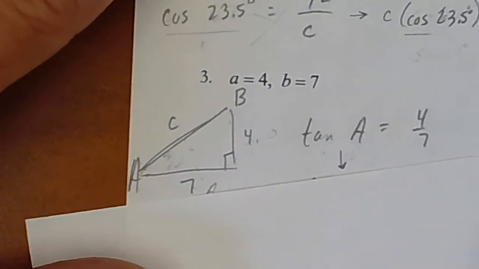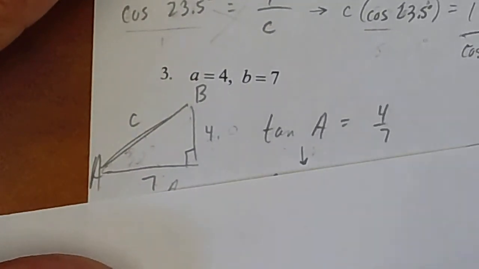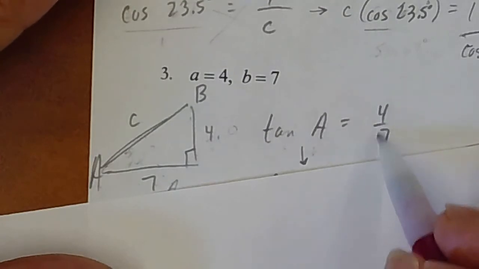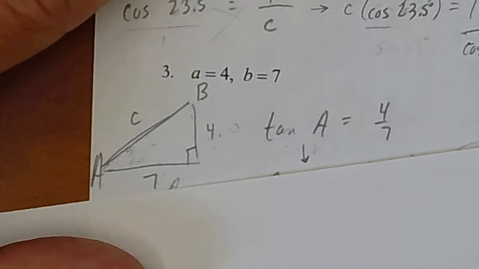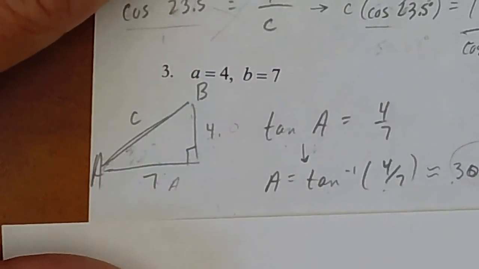All right, so this isn't like a special right triangle, 4/7. It's not like a square root of 3 over 2 or anything like that. So we're going to need our calculator if it's not one of the common angles. All right, so this is what we punch in our calculator.